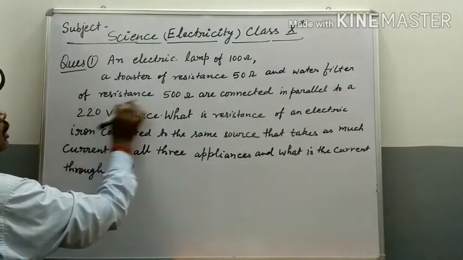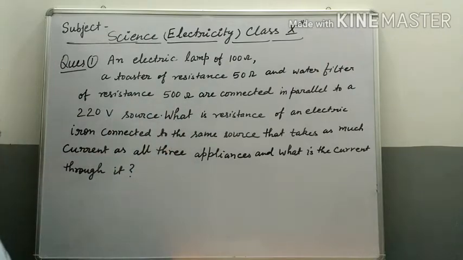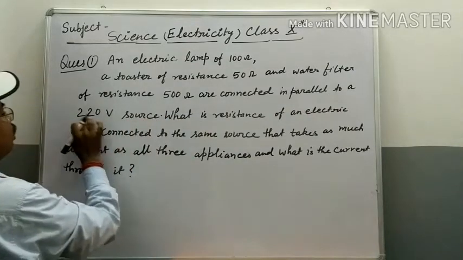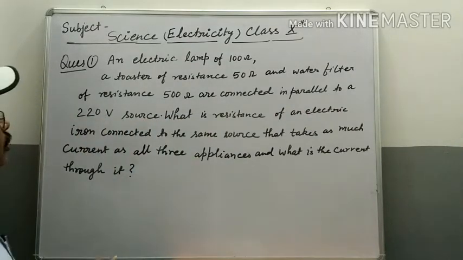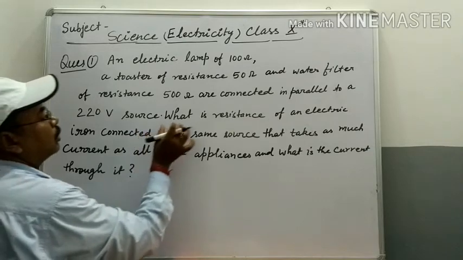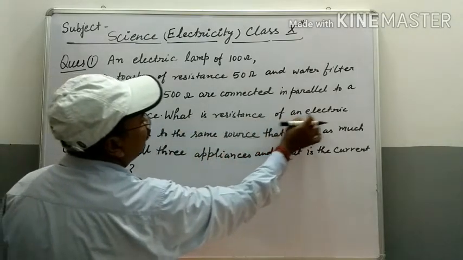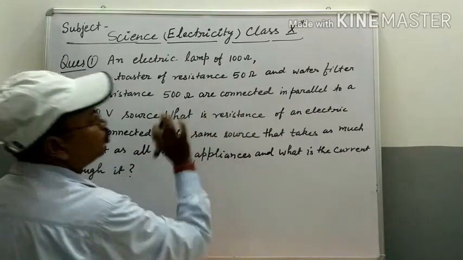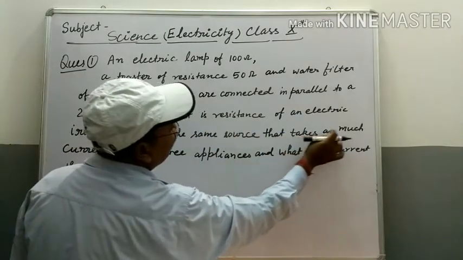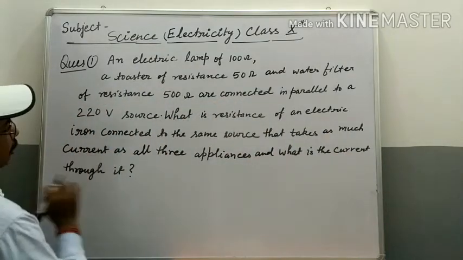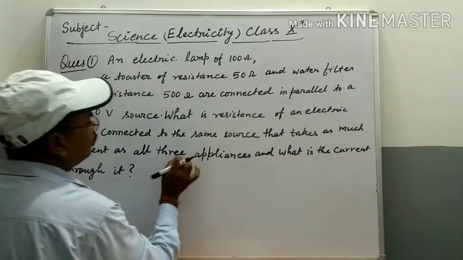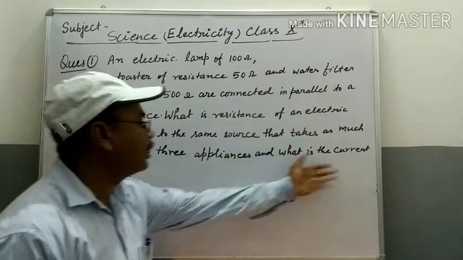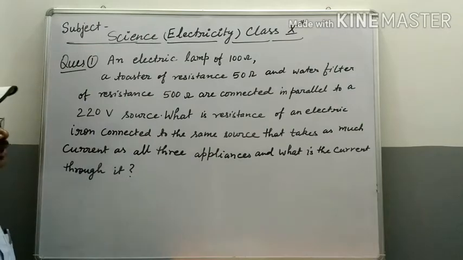filter of resistance 500 ohm are connected in parallel to a 220 volt source. What is the resistance of an electric iron connected to the same source that takes as much current as all three appliances? And what is the current through it?